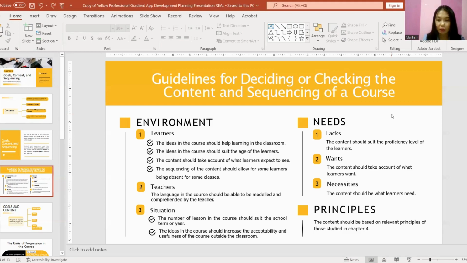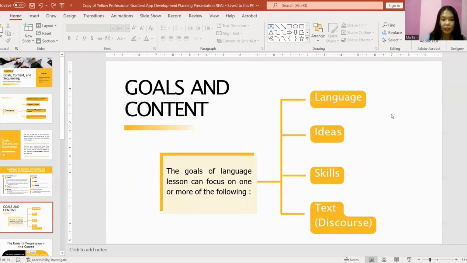The third aspect is principles. The content should be based on relevant principles, those studied in the previous chapter, chapter 4. So the principles should be based on the research results. Next, the goals and content.